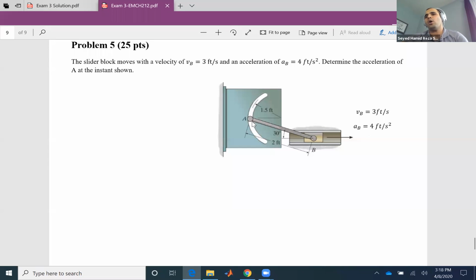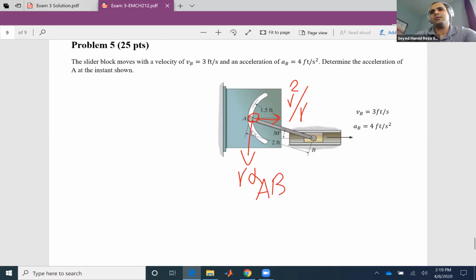So acceleration has two components. So AA has the tangential component and the radial component. The radial component, after we find the velocity at A, would be V squared over R, and the tangential one would be R alpha, so alpha AB. So when we are interested in finding the acceleration at A, we need to find alpha AB. And also we need to find the velocity at A. So the problem is asking for acceleration, but we have to do the velocity as well, the velocity equation.